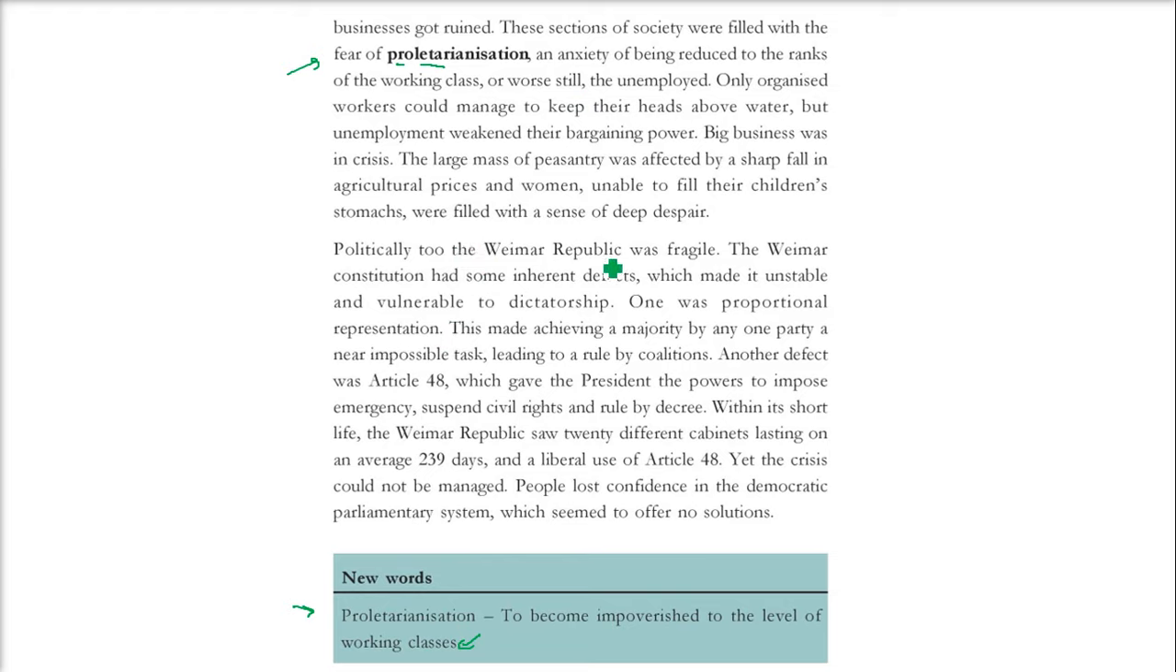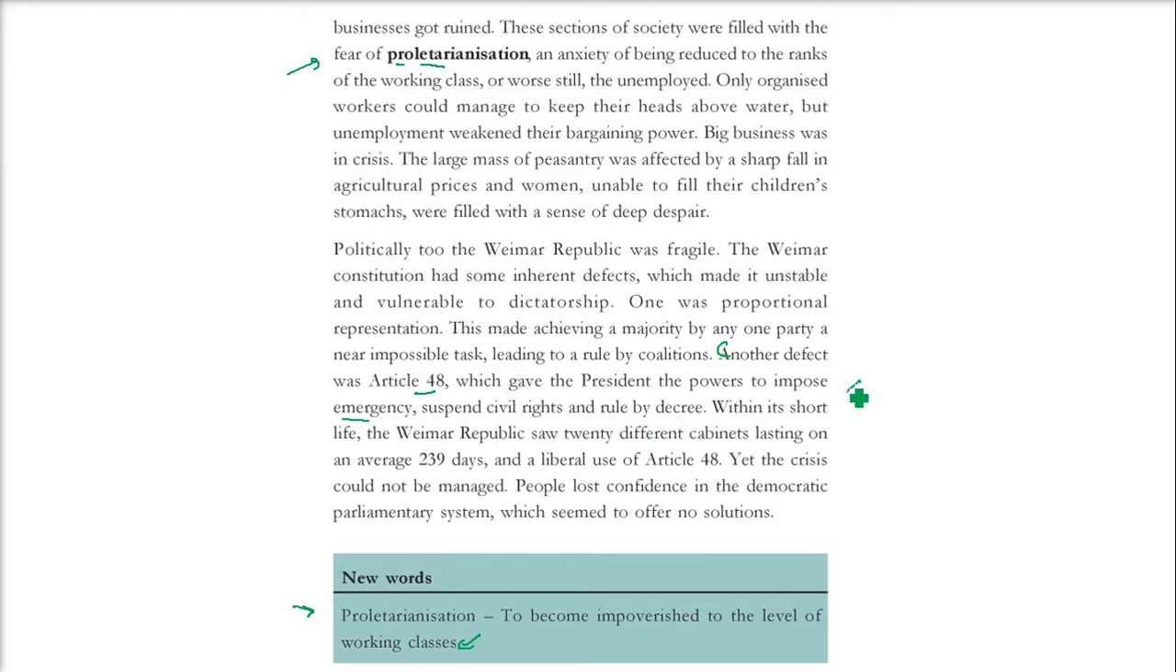Politically also, the Weimar Republic was fragile. The constitution of Weimar had certain inherent defects, so it made things unstable and vulnerable. And there was another defect called Article 48. In this, the president can use his power to impose emergency. This is very important. The president can use the power to impose emergency, suspend civil rights, and rule by decree.